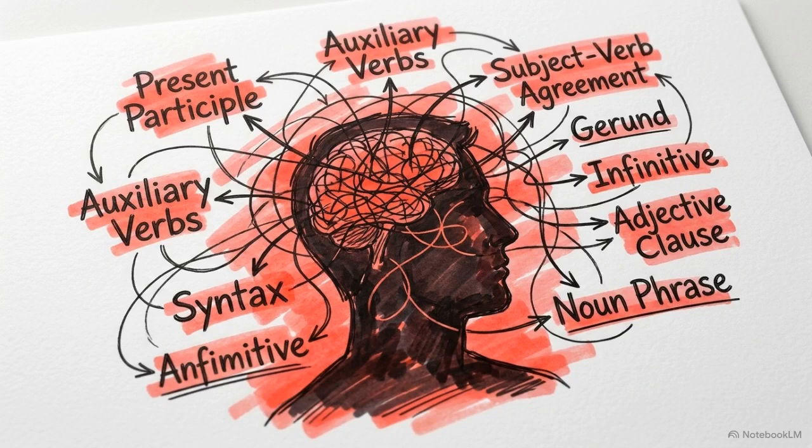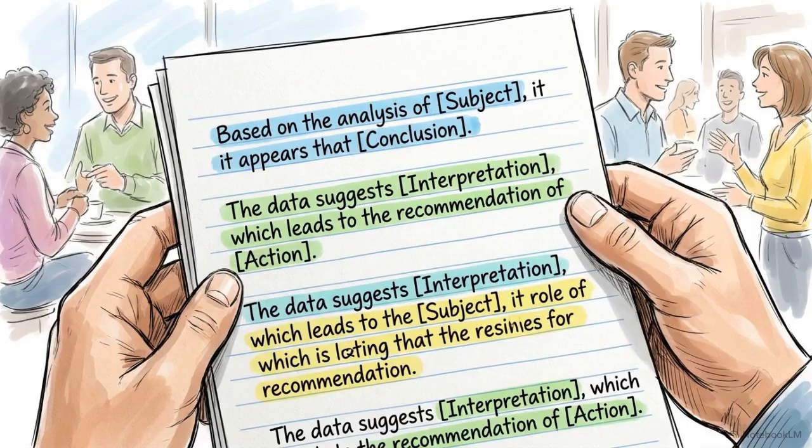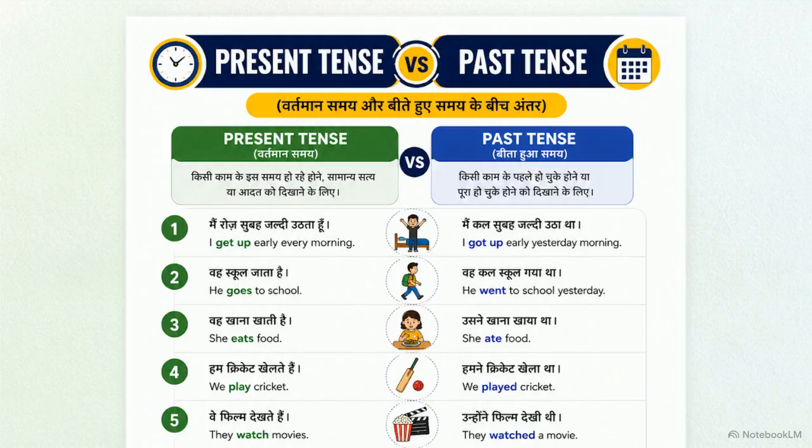Memorizing complex grammar rules is rarely helpful in the middle of a fast-paced conversation. To speak fluently, you need actionable templates that allow you to translate your thoughts in real time. Look at the green and blue definition boxes at the top of the graphic. The green present tense side covers habits, general truths, and things happening right now. The blue past tense side is strictly for actions that are already complete.